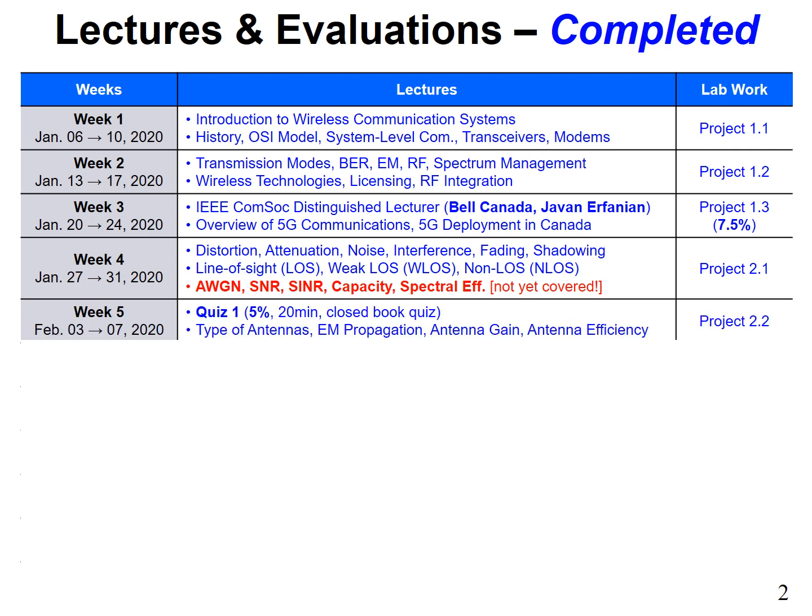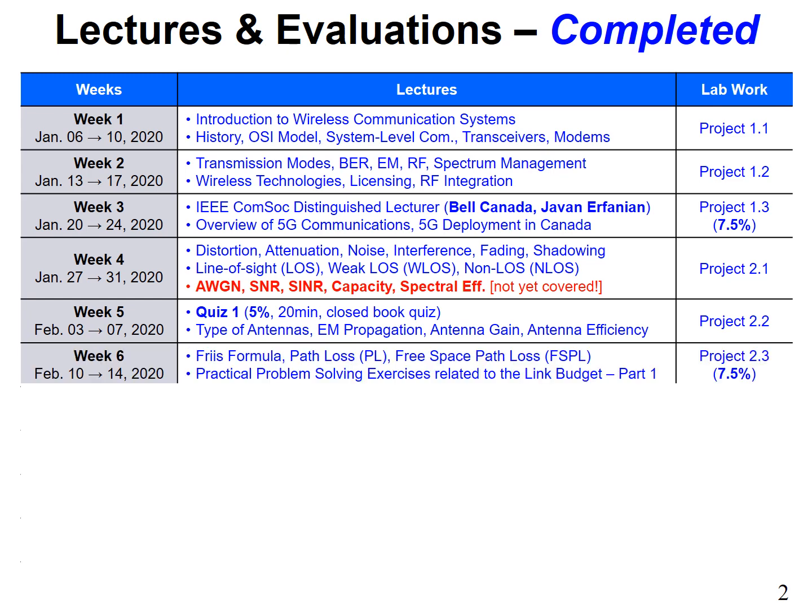In week 5, we had our first quiz. It was 5%. You guys did it, and you got the grade. We also discussed, with the remaining time, the types of antennas that we have in wireless communications. We discussed electromagnetic propagation, antenna gain, antenna efficiencies, and the different ways by which we could quantify the gain of an antenna and the actual meaning of antenna gain, the different types of antennas, and the gain that they have, whether they're directional or omnidirectional, and we saw the variety of antennas in that lecture.